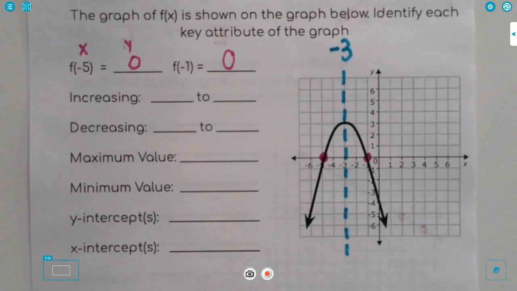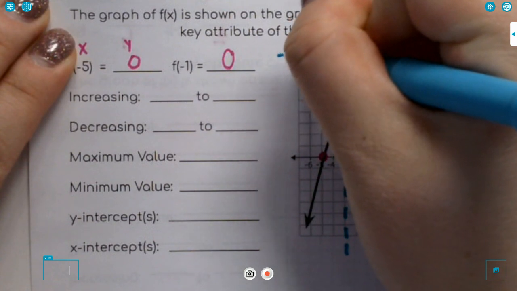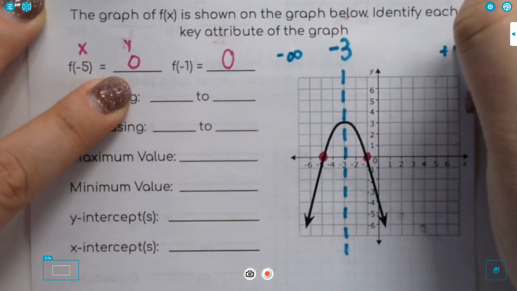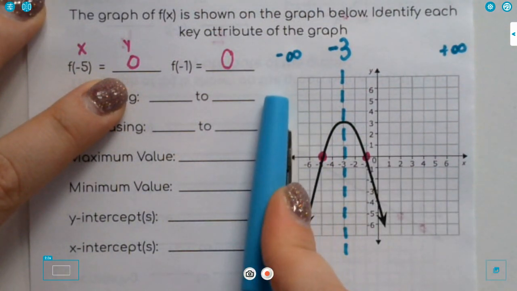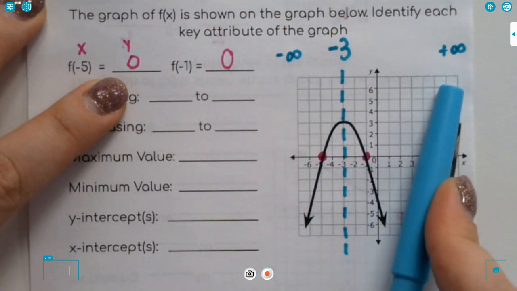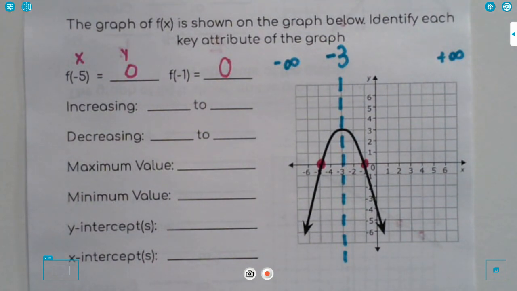I then would like for you guys at the left side to write a negative infinity and at the right side to write a positive infinity. Because our graph on the far left will always be negative infinity. On the far right, it will always be positive infinity. And then from here, we're going to go one step further. So I'm giving you all these things you can label, and then you can label as much as you want or need to on your assignment.